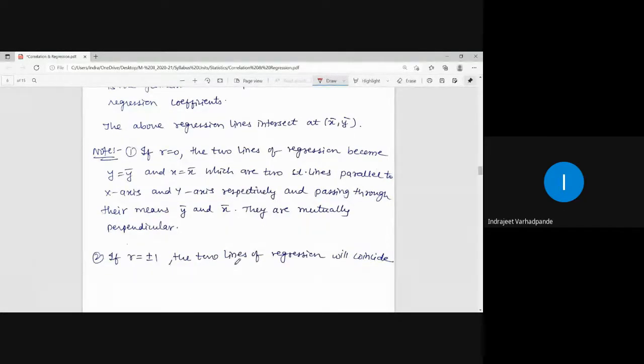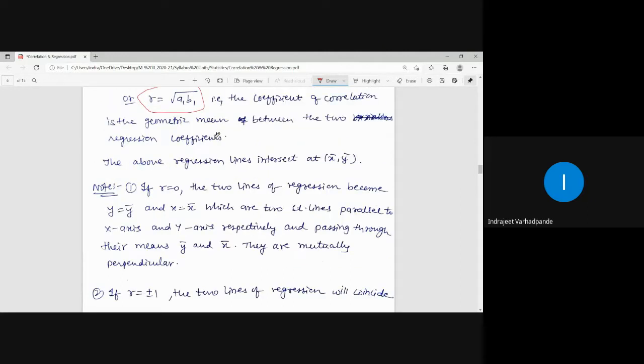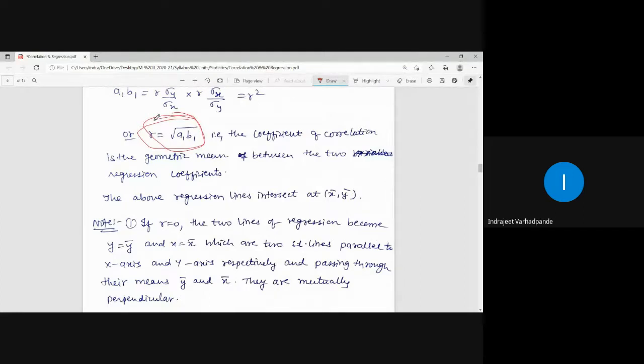In continuation of the theory of correlation and regression, we will discuss a few more things about regression, lines of regression, and regression coefficients. So we saw that the product of A1 and B1 is equal to r square, and r is equal to the square root of A1 B1, which represents the geometric mean of the two regression coefficients. Hence we conclude that the lines of regression intersect at x bar comma y bar. They intersect at x bar comma y bar, which means they satisfy the given equation of a line.